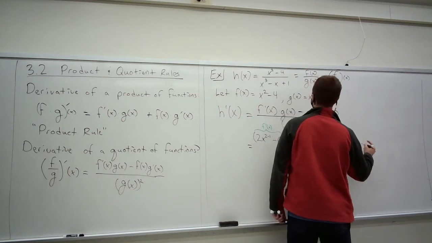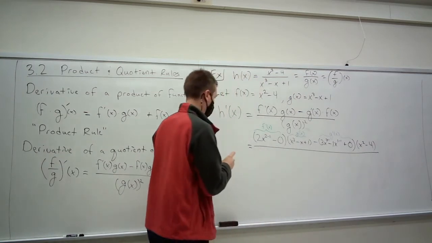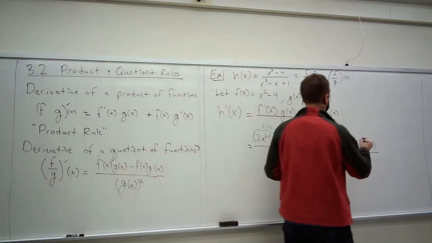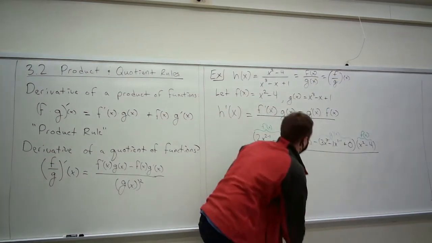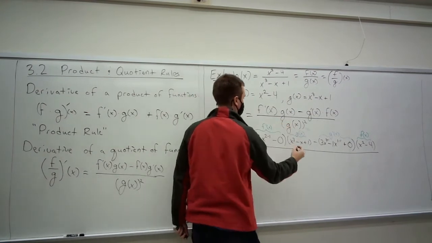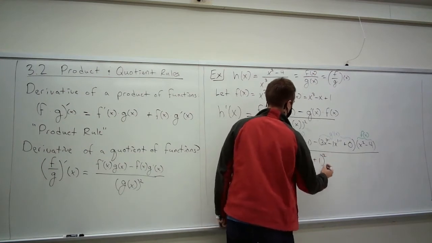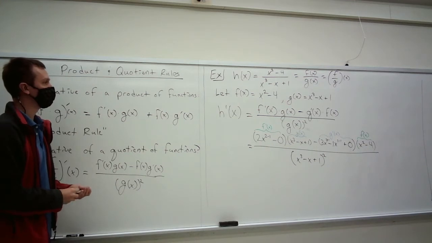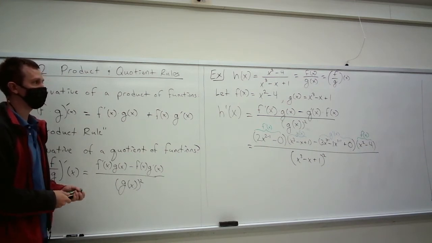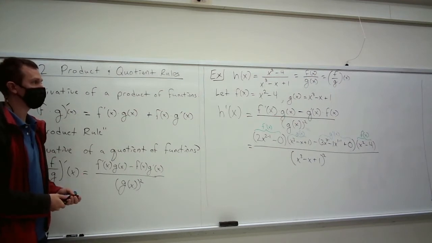Times f of x, x squared minus 4, all divided by g of x squared. So from here, it's all algebraic arithmetic, simplifying it down. But as it stands, that's the derivative.